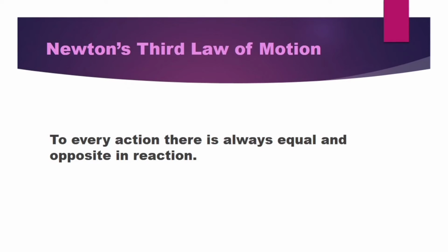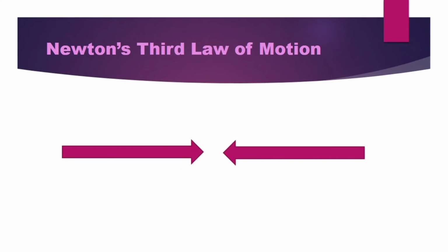Let's understand Newton's third law of motion. Newton's third law of motion states that to every action, there is always an equal and opposite reaction. What does that mean? Let's say there is a force and there is an equal and opposite reaction. Does one force cancel the other? The answer is no. The most important thing to note here is that both forces act on different objects.